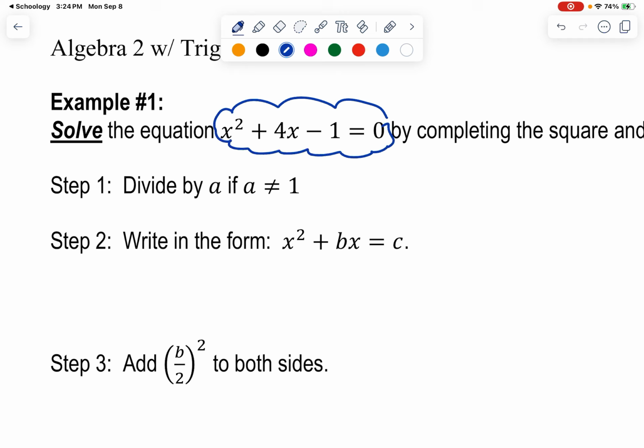First thing you should ask yourself is, can I solve it by square roots? Because it's the easiest method. I see an x squared and an x. The answer is no way.